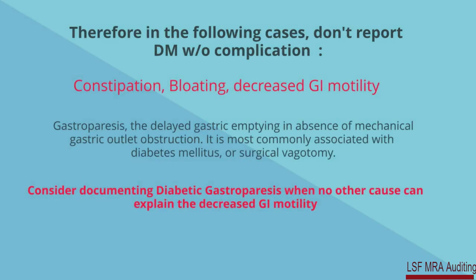Gastroparesis is delayed gastric emptying in the absence of mechanical gastric outlet obstruction. It is most commonly associated with diabetes mellitus or surgical vagotomy. Diabetic gastroparesis represents a form of neuropathy involving the vagus nerve. Symptoms include nausea, vomiting, abdominal pain, and postprandial fullness or bloating. Consider documenting diabetic gastroparesis when no other cause can explain the decreased GI motility.